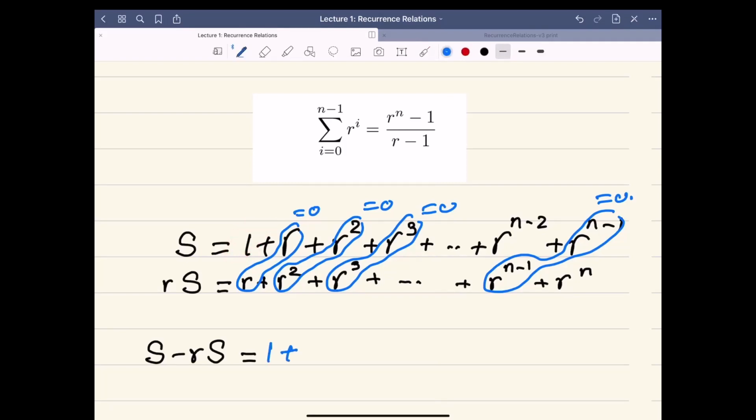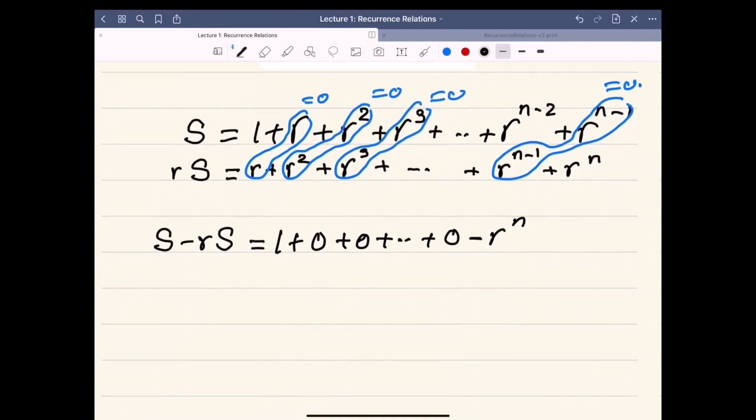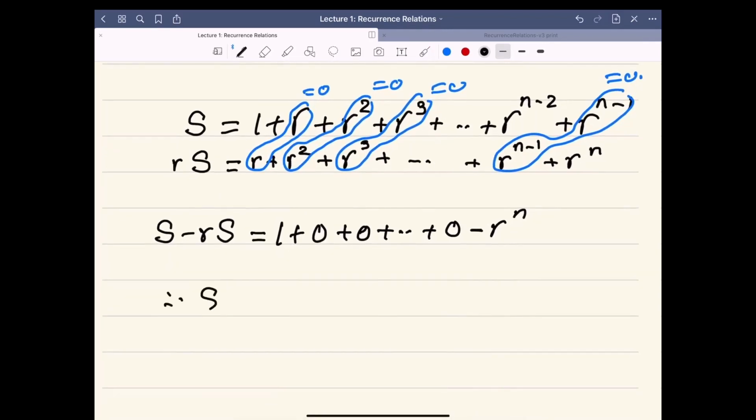Then we have 0 for this part, and we have 0 all the way until the last one. And for the last one, if you notice here, there is no corresponding value for r to the n on top, so the answer will be minus r to the n. So S minus rS is equal to 1 minus r raised to power n.